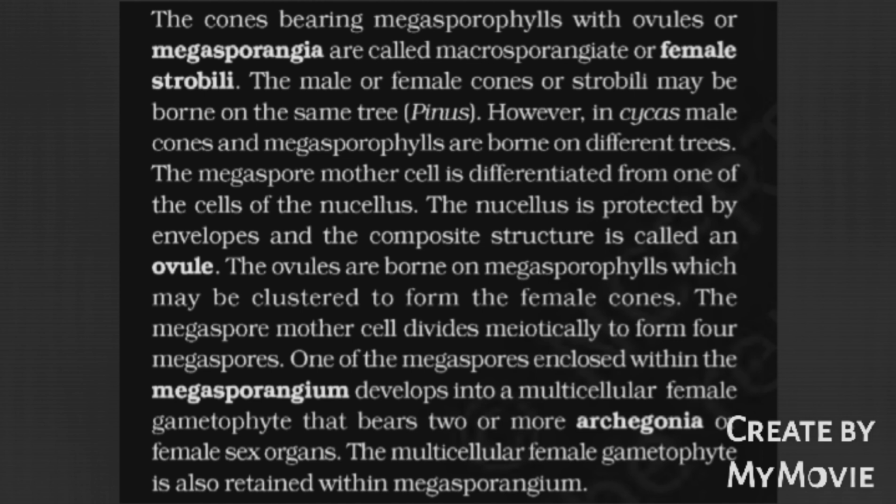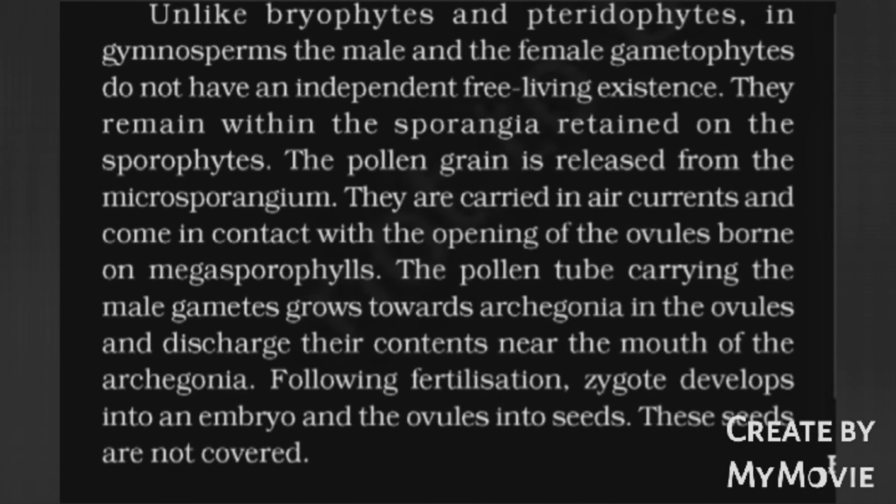The megaspore mother cell is differentiated from one of the cells of the nucellus. The nucellus is protected by envelopes and the composite structure is called an ovule. The ovules are borne on megasporophylls which may be clustered to form a female cone. The megaspore mother cell divides meiotically to form 4 megaspores. One of the megaspores enclosed within the megasporangium develops into a multicellular female gametophyte that bears 2 or more archegonia or female sex organs. The multicellular female gametophyte is also retained within megasporangium. Unlike bryophytes and pteridophytes, in gymnosperms the male and female gametophytes do not have an independent free-living existence. They remain within the sporangia, retained on the sporophytes.